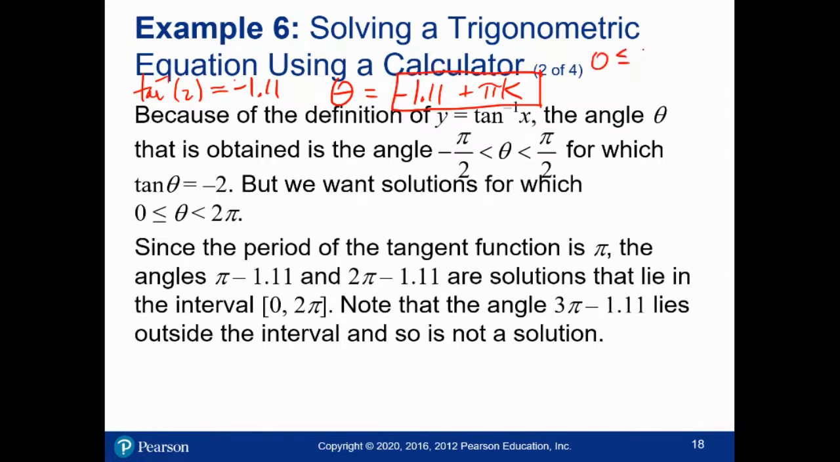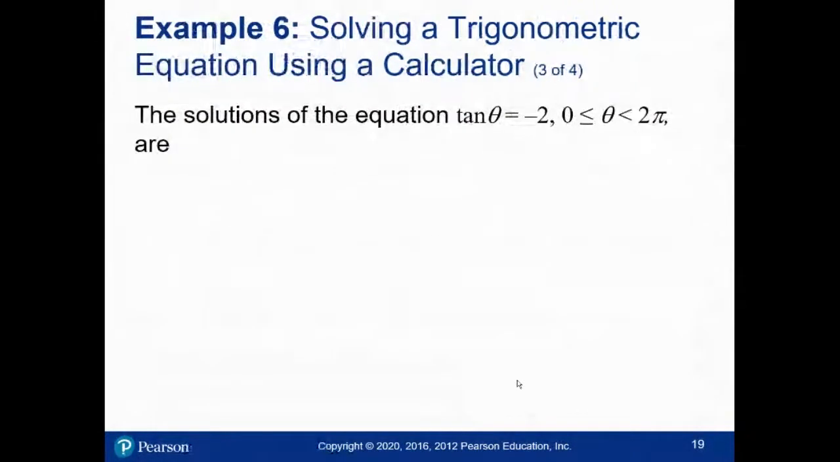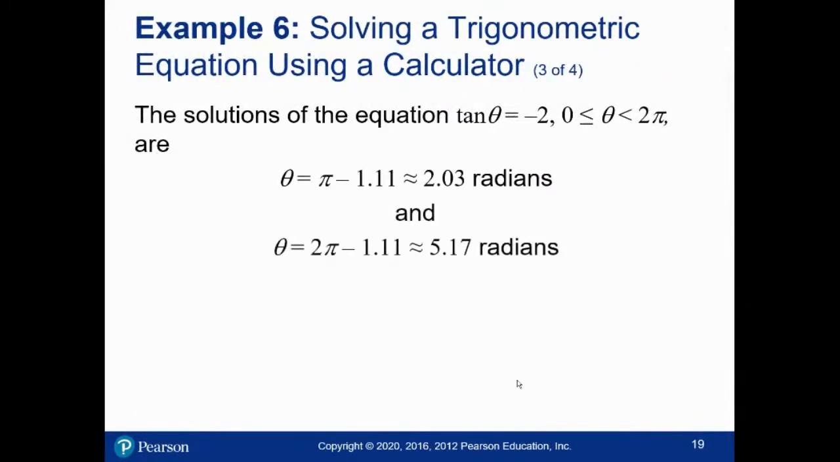Then our restriction was we want theta to be between 0 and 2 pi. So k equals 0 does not work here. However, k equals 1 gives me pi minus 1.11. That's positive, and it's definitely less than 2 pi. But 3 pi minus 1.11 is too big, so that's not a solution anymore. We found two solutions, corresponding to the fact that from 0 to 2 pi we have two full periods of the tangent function. We were expecting two solutions, and there they were: about 2.03, which is pi minus 1.11, and 2 pi minus 1.11, which is 5.17.